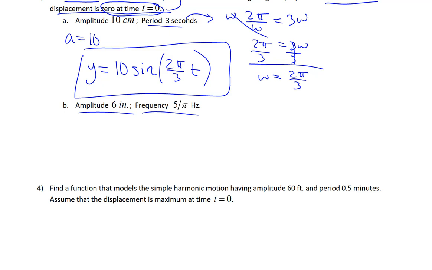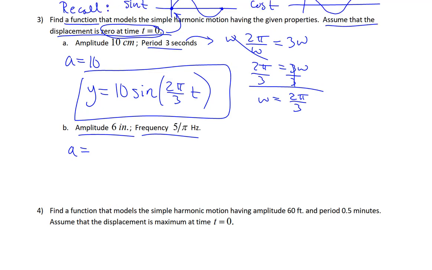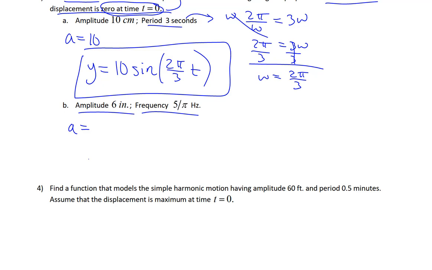So we have this information. Let's recall again that we could plug in some basics here. We are still in the same scenario where the displacement is 0 at time equals 0. So we already said that sine is an easy one to use for that. We'll probably just stick with that. The amplitude is 6, so let's just assume A might be 6. The frequency is 5 over pi.